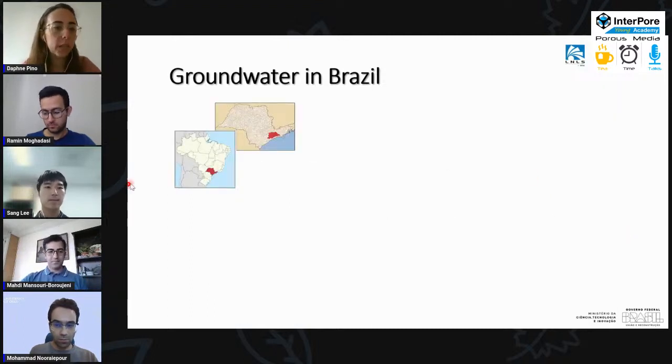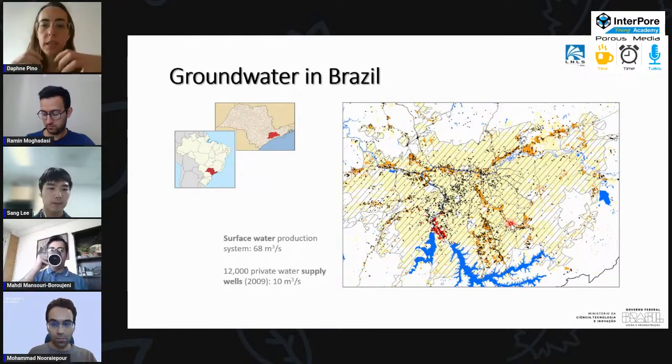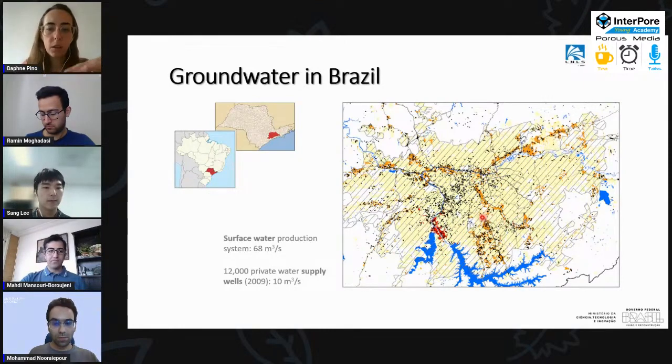So just to give you an example, here you see the state of São Paulo, which is where I live, and here we have the metropolitan city of São Paulo, which is one of the most industrialized areas in the country. On this map on the right, hopefully you can see these darker orange areas and this red one. They are all areas in the city where industries are concentrated. And you see a lot of these black dots on top of these industrial areas.